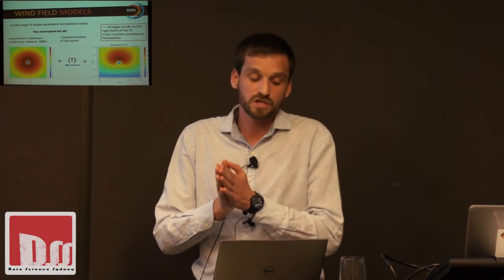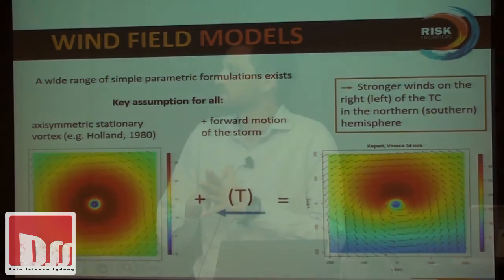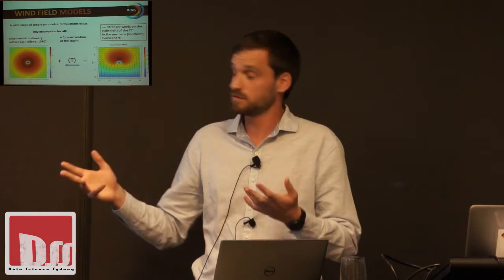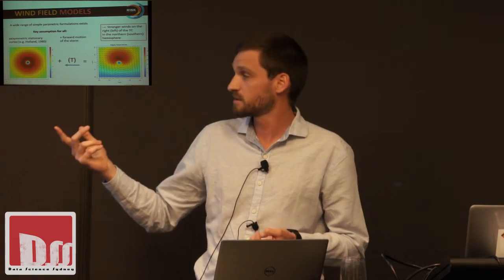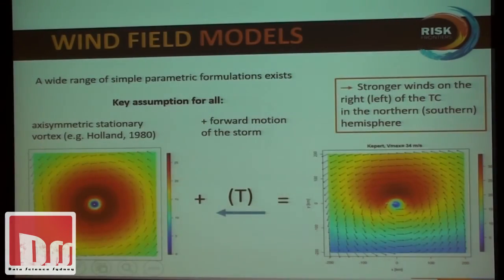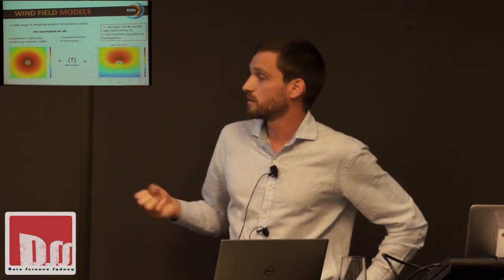There's a wide range of models that have been used, but they're all really based on the same assumption. And that's actually quite old by now. It's like models from the 80s. And it's really saying, okay, to model the cyclone, we can assume that it's an axisymmetric vortex, so this sort of big donut I've put on the left, which is what would happen if the cyclone is not moving at all. And then you add the velocity of the storm.